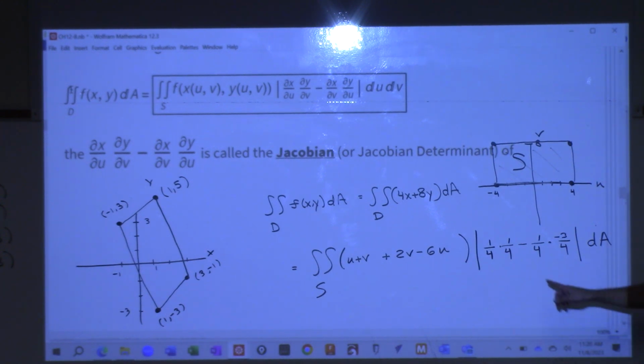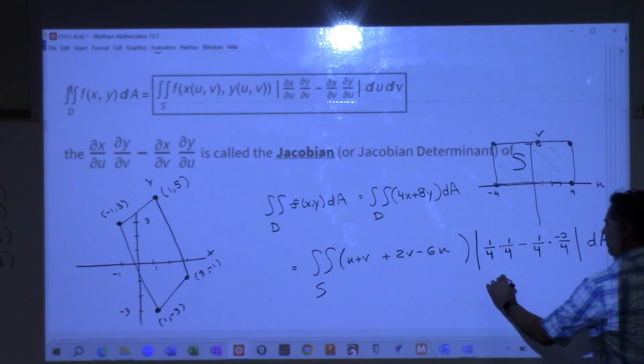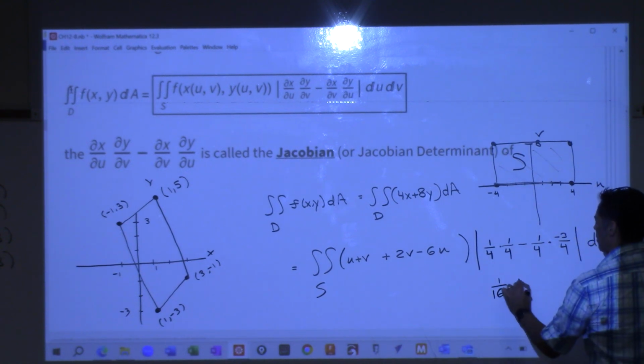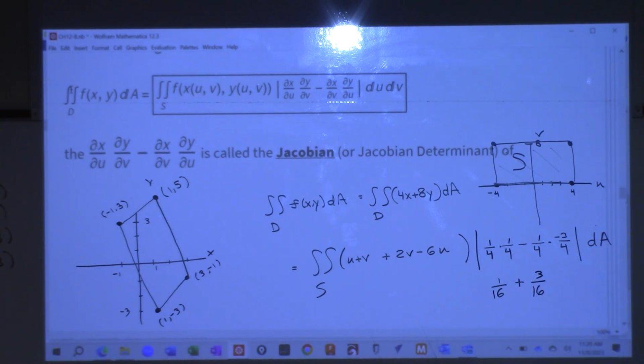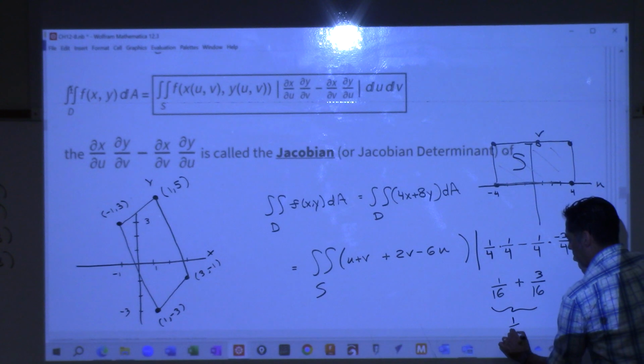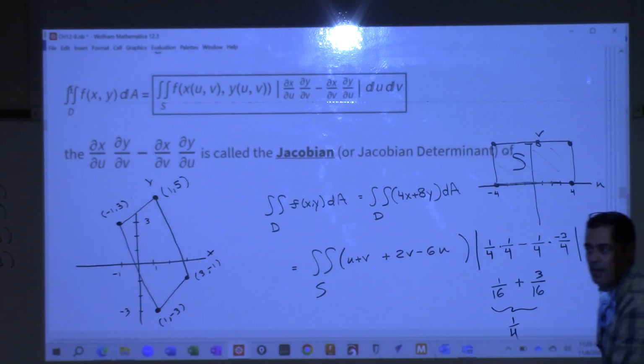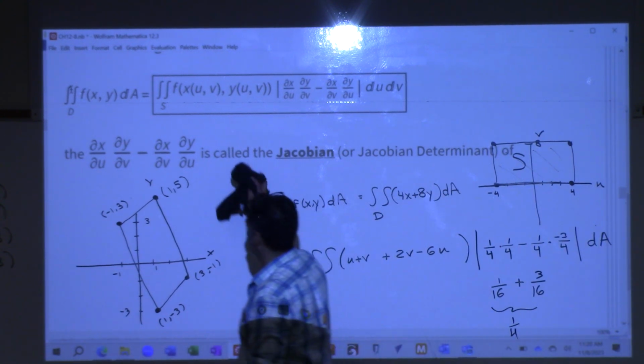So what do we have here? 1/16 plus 3/16. So 4/16, which is 1/4. 1/4. Which is a constant, right? I can just bring that out of the integral.